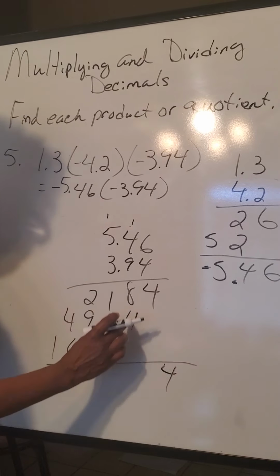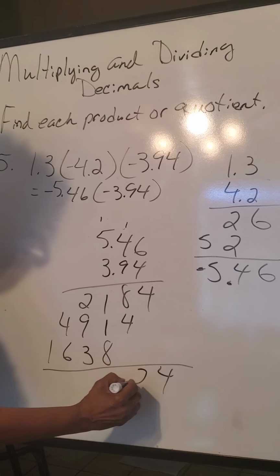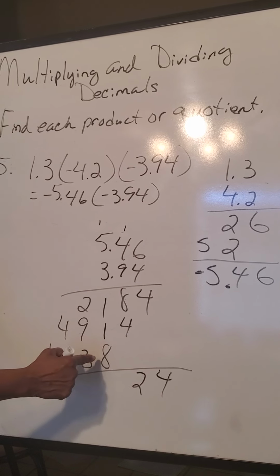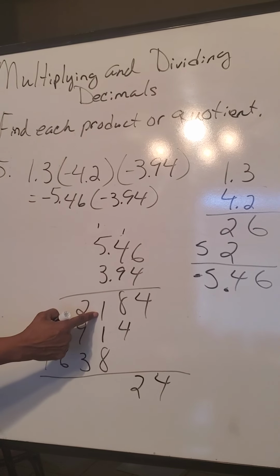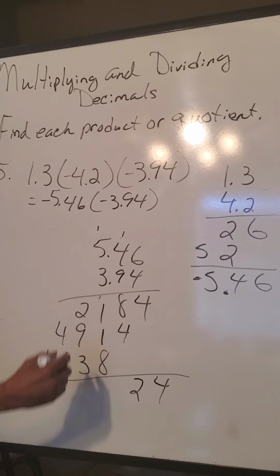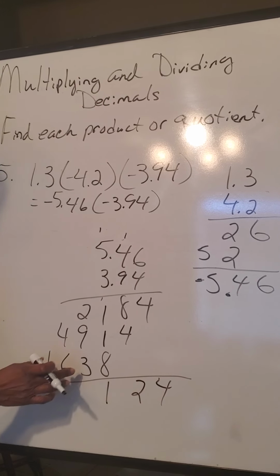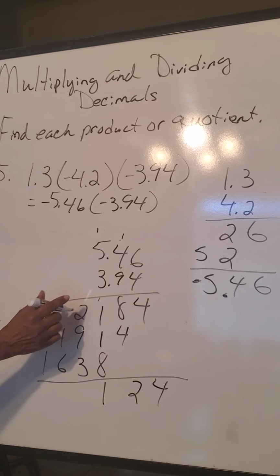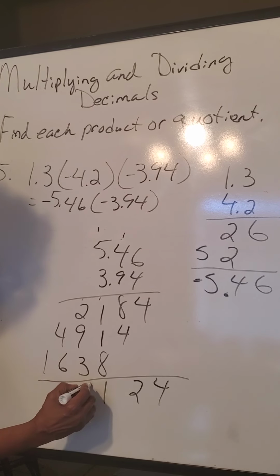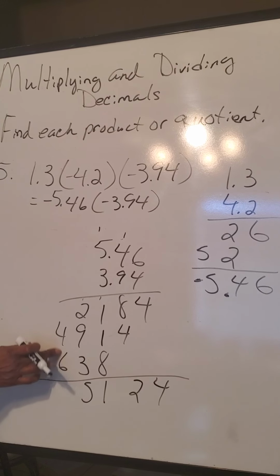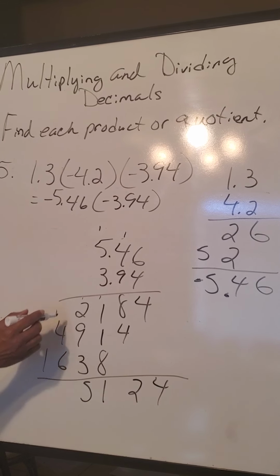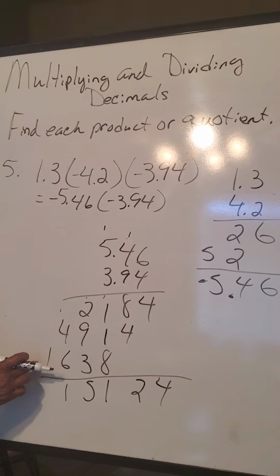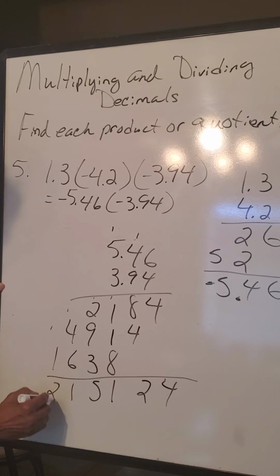I get a 4. 8 plus 4 gives me 12. 8 plus 1 is 9, plus 1 is 10, plus 1 is 11. 3 plus 9 is 12. 12 plus 2 is 14, plus 1 gives you 15. 6 plus 4 is 10, plus 1 gives you 11. And 1 plus 1 gives you 2.